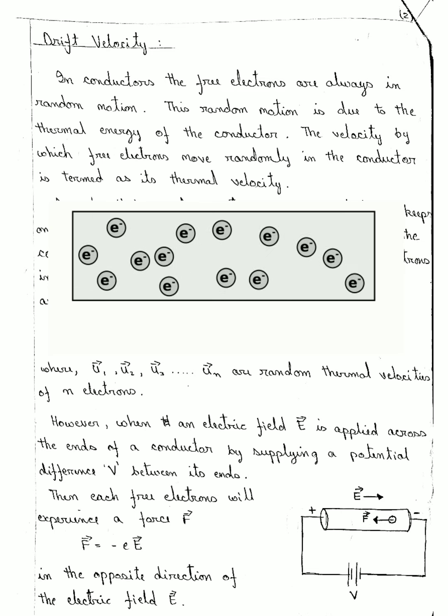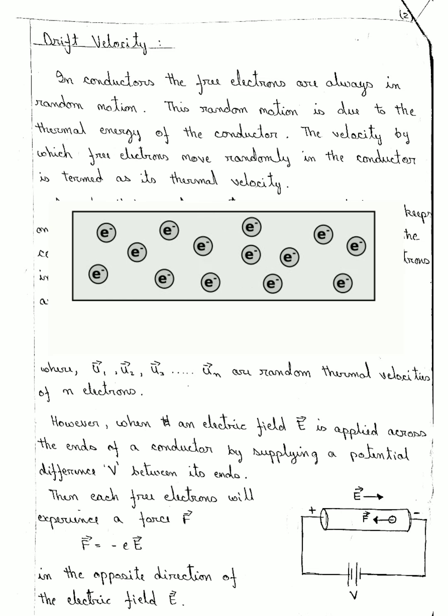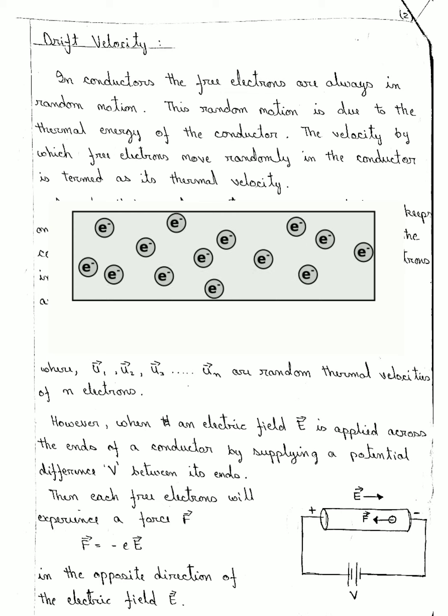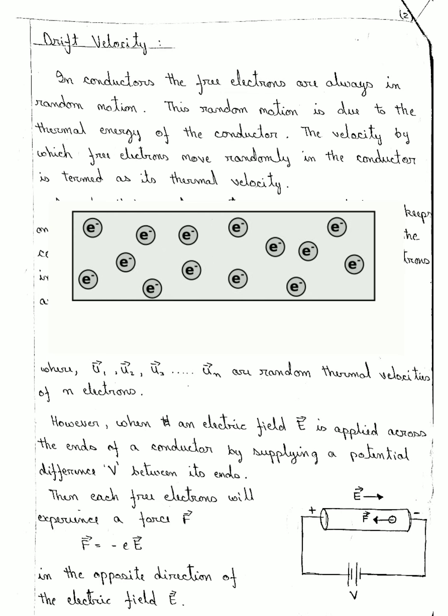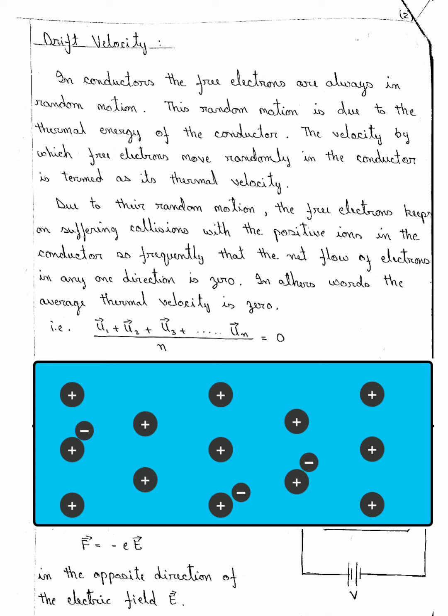So you need to remember that upon increasing the temperature of the conductor, the free electrons inside the conductor move faster. Now, due to their random motion, the free electrons keep on suffering collisions with the positive ions in the conductor so frequently that the net flow of electrons in any one direction is zero.